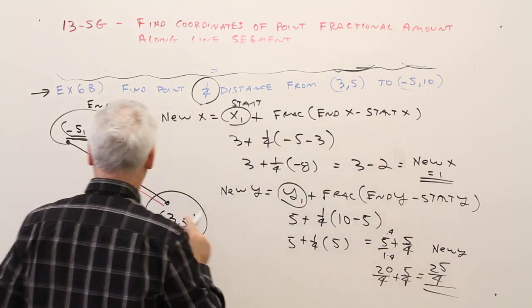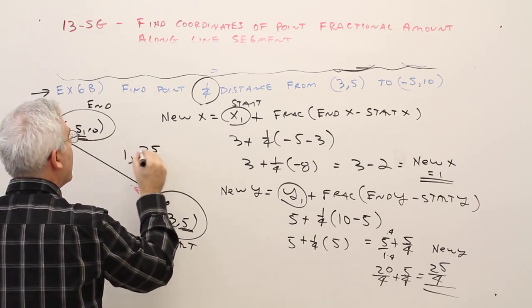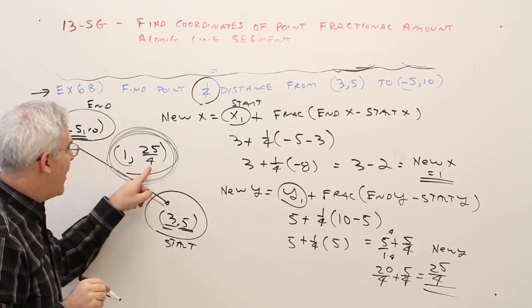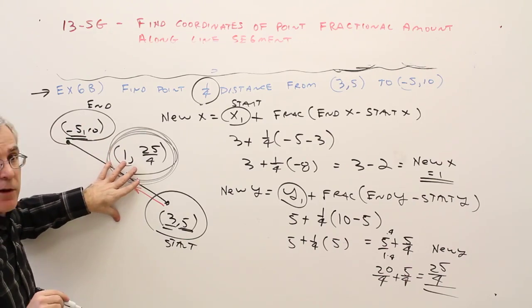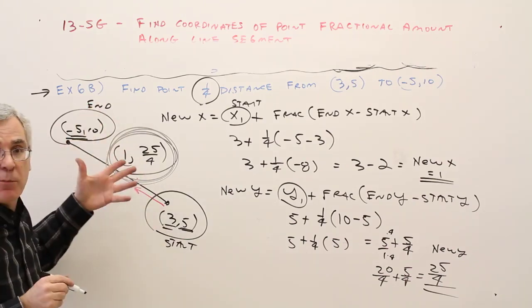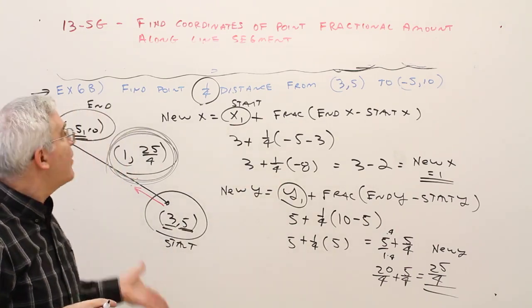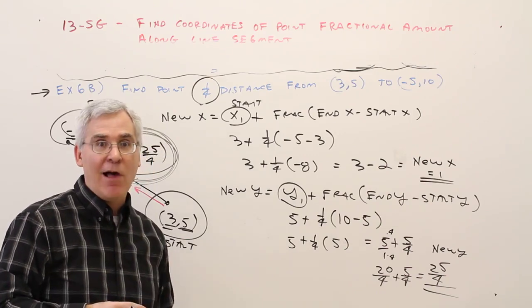So I'll put them together. I'll just put it right here. So (1, 25/4). And again, that would be 6 1/4, and that makes sense in this diagram. Always do a check to make sure that you're at least within the boundaries. So there you have it. Two examples on how to find the coordinates of a point a fractional distance along a line segment.